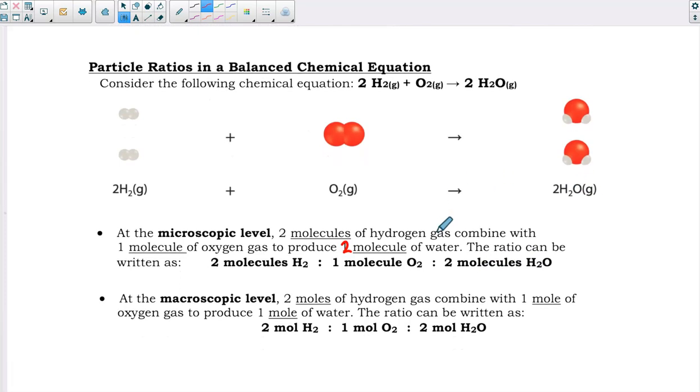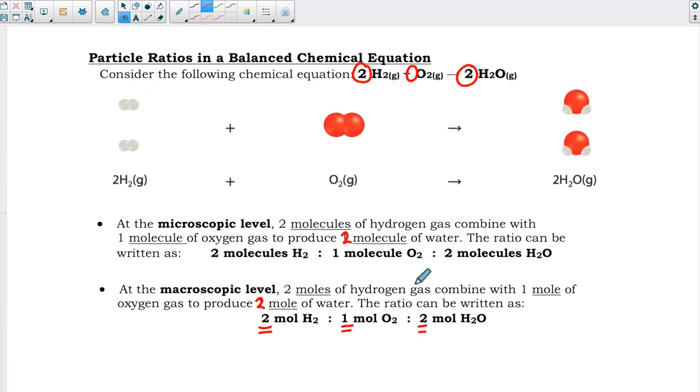At the macroscopic level, we use moles as this quantity, this amount. That is where we use the coefficients in our balanced chemical equation. Because there's nothing there, you know that there's an invisible 1. So at the macroscopic level, for every 2 moles of hydrogen combined with 1 mole of oxygen gas, this produces 2 moles of water.